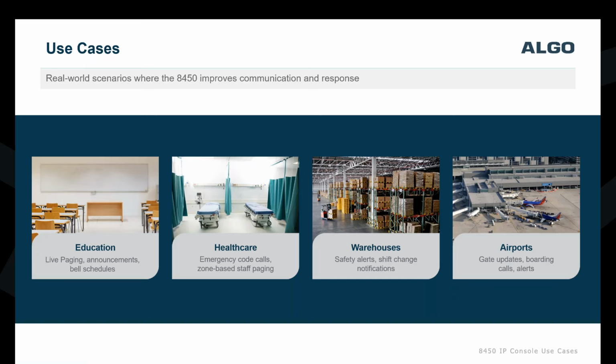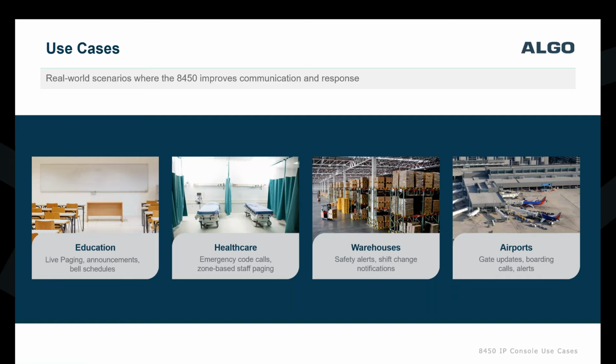With the alerts, code red, code pink, all the other codes that they have, they're able to trigger that directly from the 8450, as well as do the zone-based staff paging. Warehouses are probably the third for us. Whether it's safety alerts or shift change notifications, the 8450 is big in warehouses. And then oddly enough, airports, we find ourselves getting into airports a lot. And I'll let Ben give you a real live case scenario that we did for Fort Lauderdale Airport. Ben, you want to talk about that a little bit?